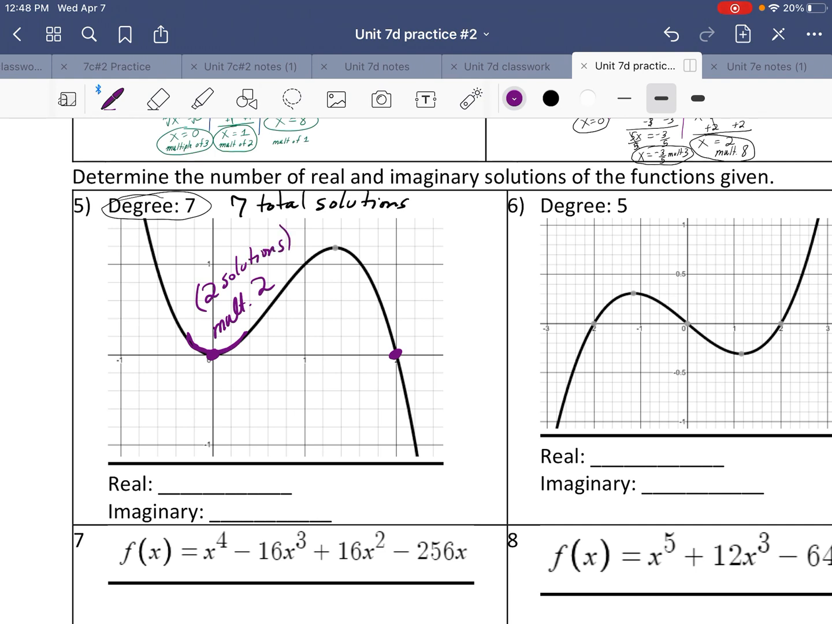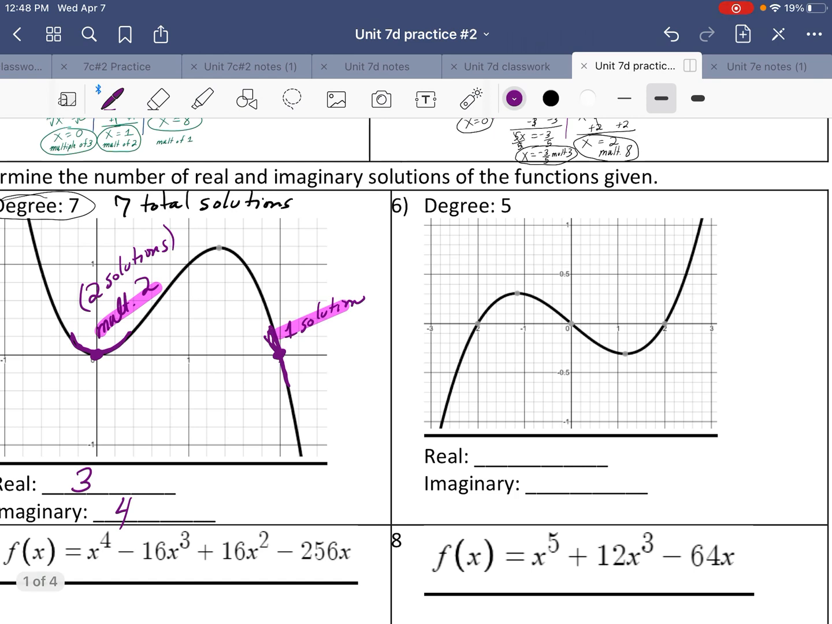We counted twice. This is the next one at 2. It goes through a pretty straight line, so that's linear, so that has 1 solution, or a multiple of 1. So there are 2 solutions at 0 and 1 at 2, so that's total 3 real solutions. And there are 7 total, 3 real, so then the other 4 have to be imaginary.